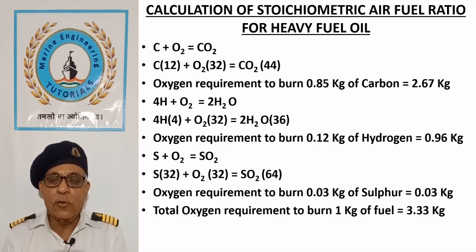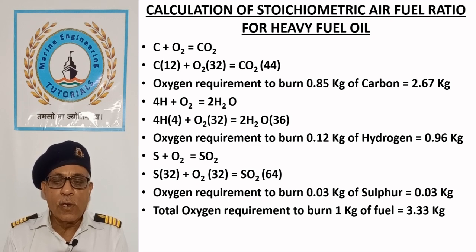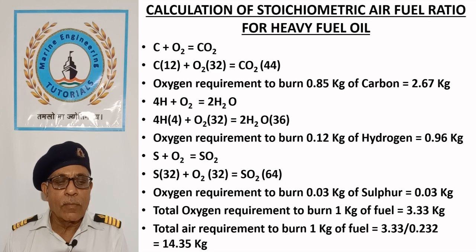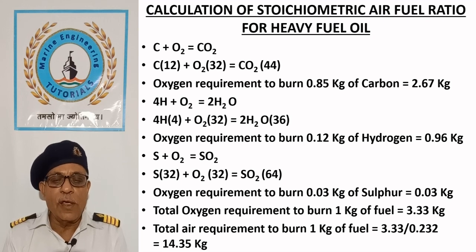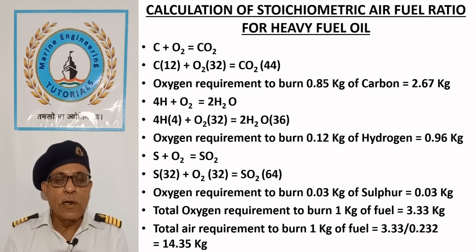Total oxygen requirement to burn 1 kg of fuel is the sum of oxygen requirement to burn 0.85 kg of carbon, 0.12 kg of hydrogen and 0.03 kg of sulfur, which is 3.33 kg. As the percentage of oxygen in air by mass is 23.2%, total air requirement to burn 1 kg of fuel is 14.35 kg.